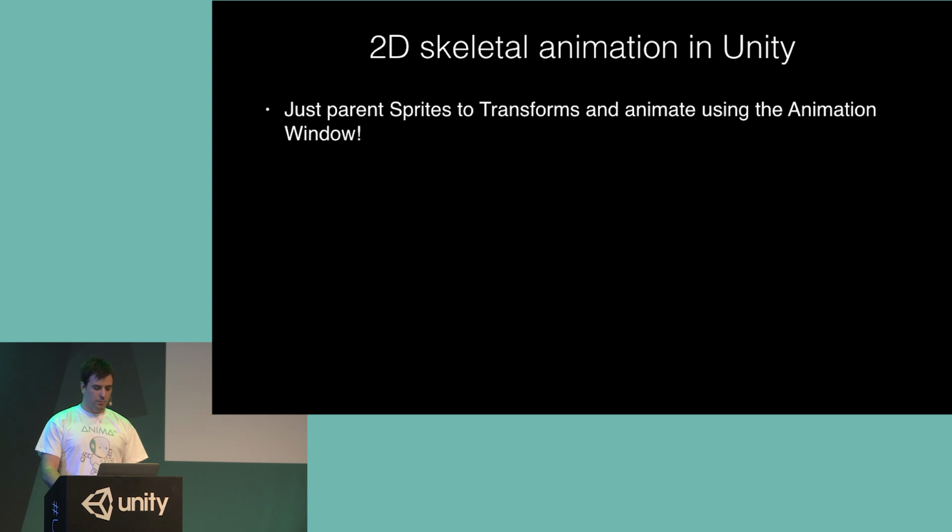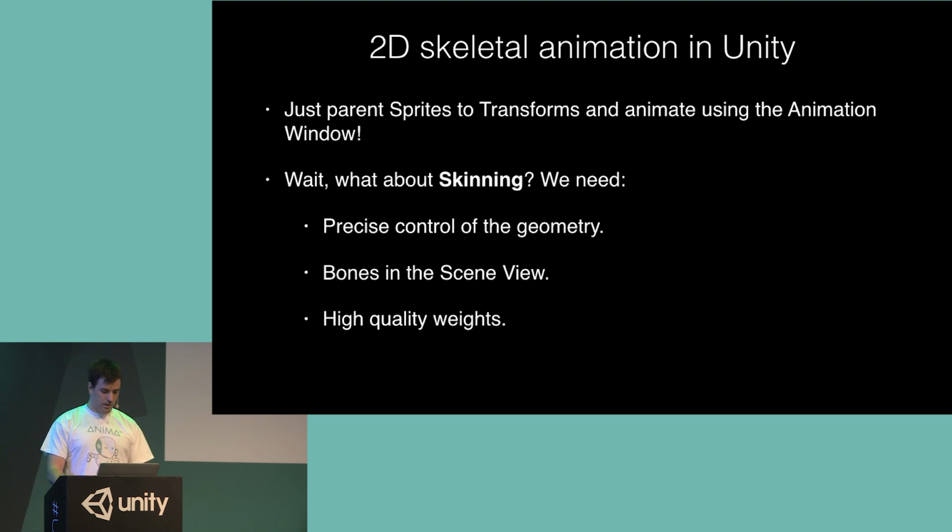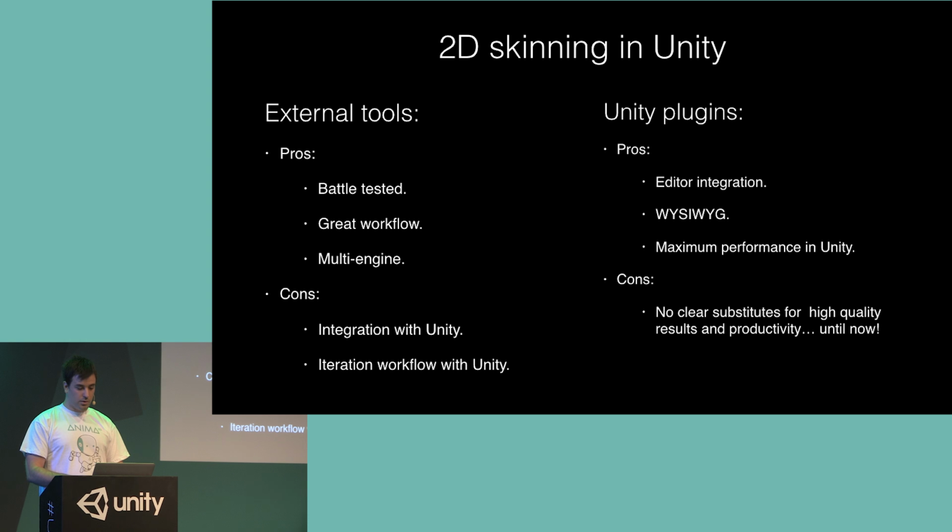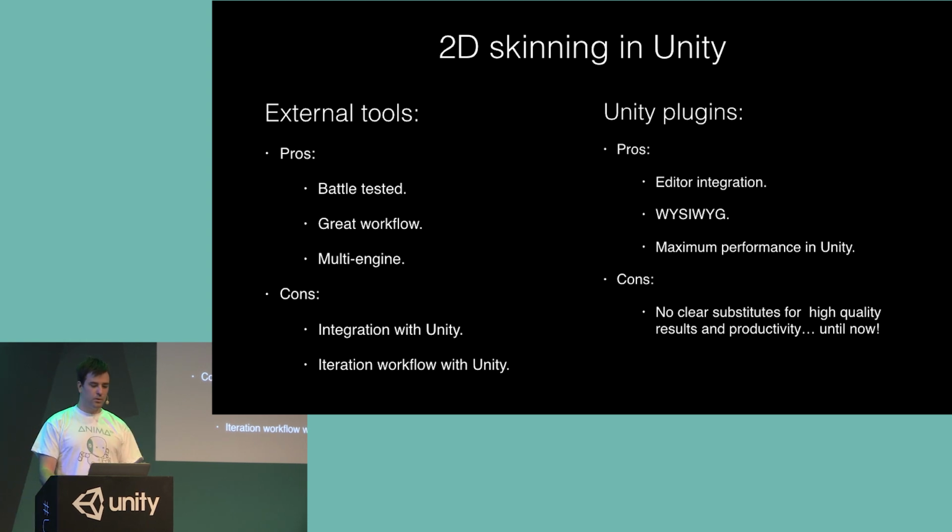How can we produce skeletal animations in Unity? It's simple, just parent sprites to transforms and animate the transforms using the animation window. The thing is that what makes skeletal animation cool and impressive and time-saving is skinning deformation. And to enable skinning, we need precise control of the underlying geometry of the sprite. We need the concept of bones, and we need high-quality weights. So to do that, you can use external tools, and you can use Unity plugins.